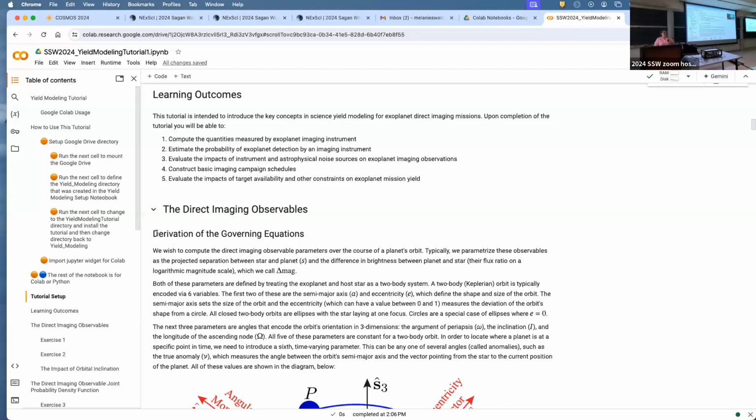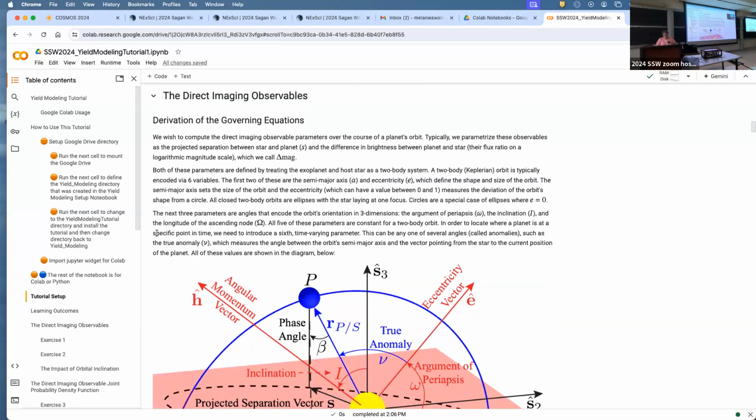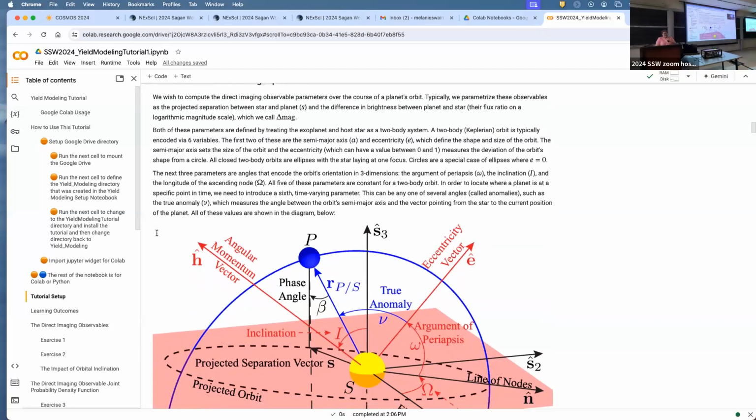And we are also going to look at, is it feasible? Can I actually make this observation? And then we're going to look at how long would it take to observe over a whole target list. So that's the journey that we're going on today. And we are going to start with what's observable.